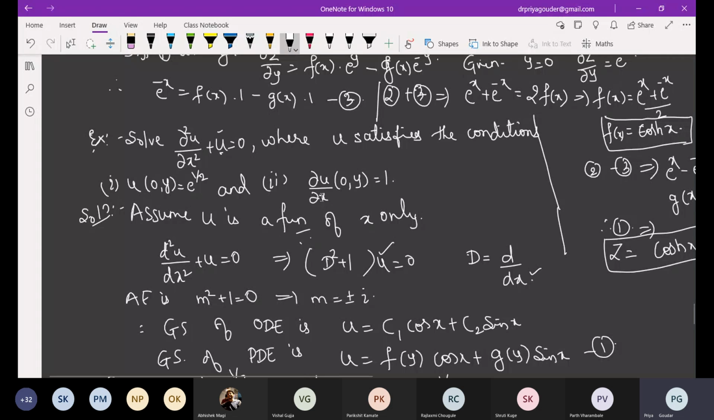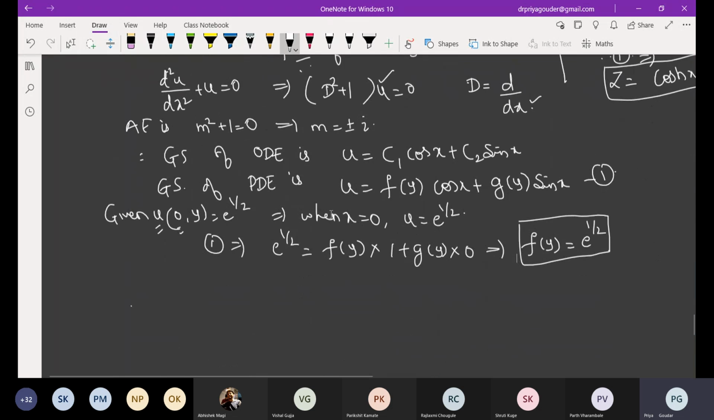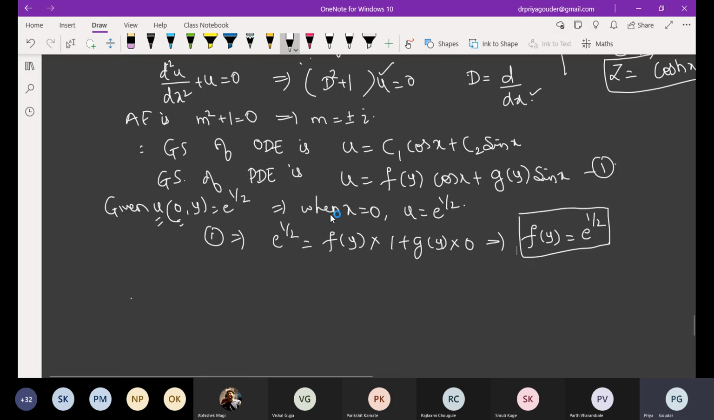Now, second condition, ∂u/∂x. What to do to get it? Partial differentiation of equation 1 with respect to x. Okay, let us see what we'll get. It is ∂u/∂x is equal to. Again, whether product or direct?